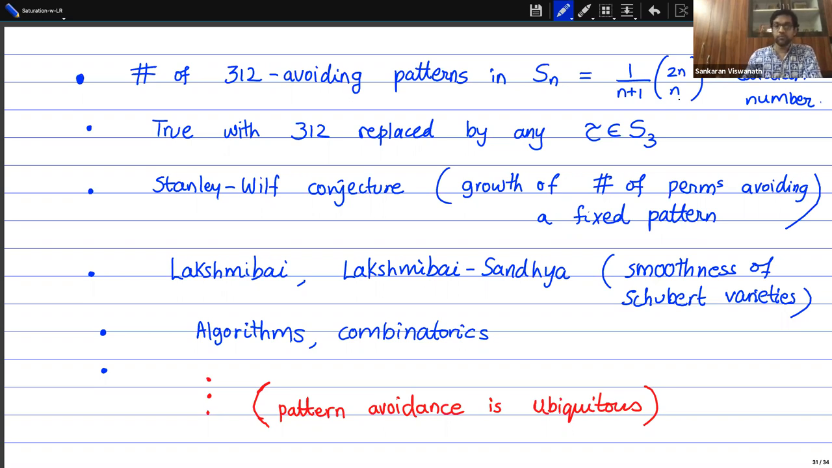Then from a more geometric perspective, there is this very famous paper of Lakshmibai and Sandhya, and also earlier work of Lakshmibai, which characterizes smoothness of Schubert varieties in terms of pattern avoidance. It appears in algorithmic combinatorics. It's more or less ubiquitous in many different things. In our case, it comes up in what we are trying to do, because, as I said, those are the special permutations for which the Gelfand-Tsetlin polytope has especially nice properties. Okay, so I'll stop for today.